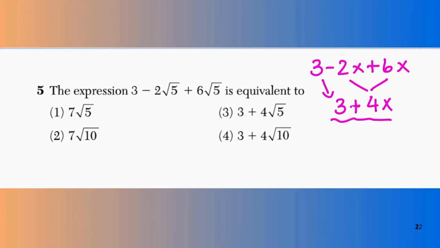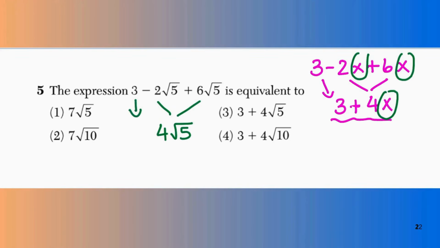Something very similar is going to happen in this problem. We can simplify, or we can combine the negative 2 radical 5 plus the 6 radical 5. By combining what's like the coefficients, negative 2 plus 6 gives us 4. We're going to keep that radical 5 the same way that we keep the x the same when we combine like terms. And then we're going to go ahead and bring down that 3. And the 4 radical 5 was positive, so we're adding it to the 3.